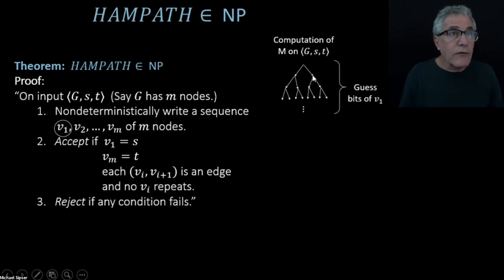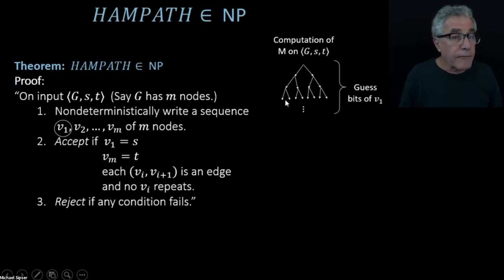But one of the branches might be, and what I'm really representing here, I probably could have written this down on the slide in tiny font, but these are the 0-1 choices. That's why it's sort of a binary tree here for writing down the bits of V1. So here, maybe this could be 1-0-1 representing the number 5, which might be the very first node that I'm writing down in my sequence. Some other branch is going to write down node number 6. Some other branch is going to write down node number 2. Because non-deterministically, we're making all possible choices for V1. That's what I'm trying to show in this little part of the computation of M on this input.